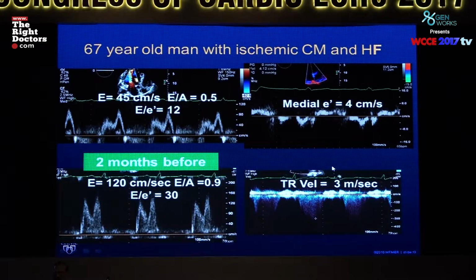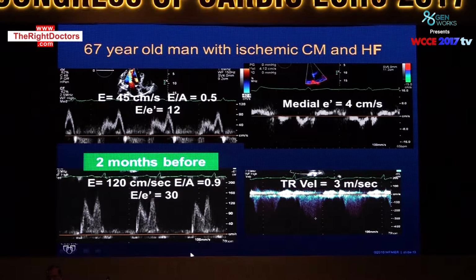But this patient, 2 months before, when he was admitted to the hospital with heart failure, this is a mitral inflow velocity. And I told you before that once E prime velocity is reduced, meaning your myocardial relaxation is reduced in your heart, it never changes, unless you have a reversible cause, like ischemia or some apical ballooning syndrome. But most of the time, E prime velocity stays with you without change. So 2 months before that, E prime velocity is still 4 centimeters per second.